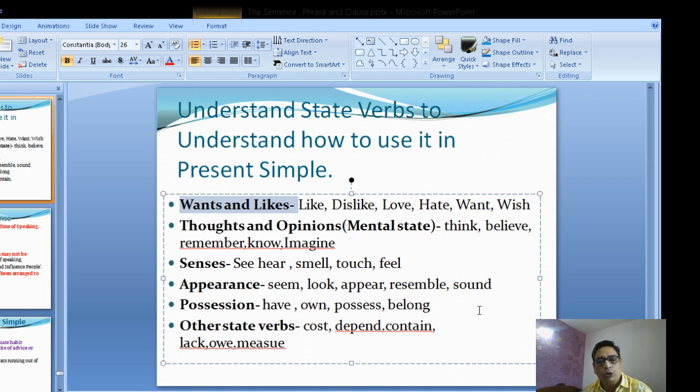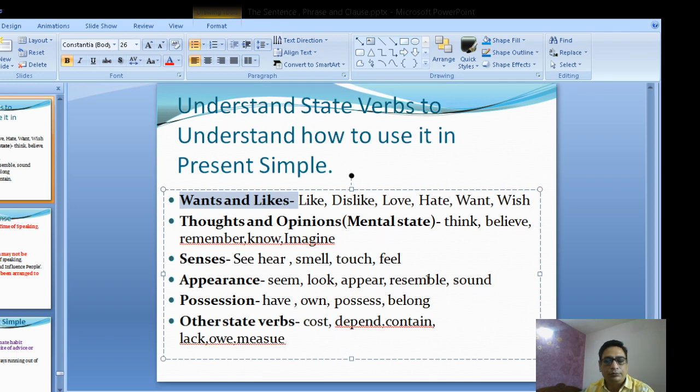So have, own, possess, belong. Other state verbs like cost, depend, contain, lack, owe, measure. Now if you want to understand state verbs more, go back to my video on verbs and you will be able to get a proper grip on things. But this was a quick revision of what state verbs are. So very quickly, they are divided into wants and likes, thoughts and opinions, senses, appearance, possession, and other state verbs.